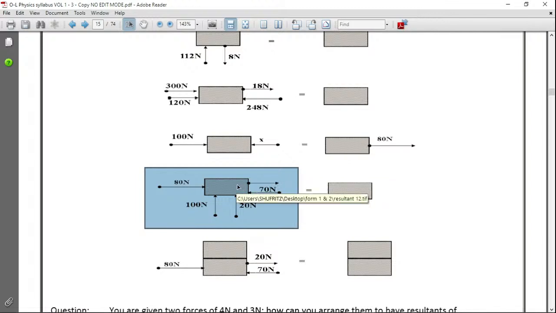So now with this, the resultant force here will be 10 newtons to the right. And with this other one, with the forces acting upwards, we have 100 plus 20, that's 120. So this will give us a right angle triangle. And the resultant force will now be given by Pythagoras theorem.